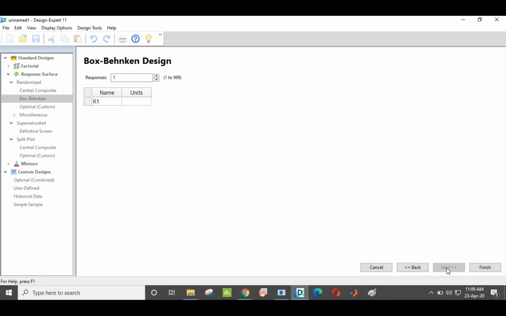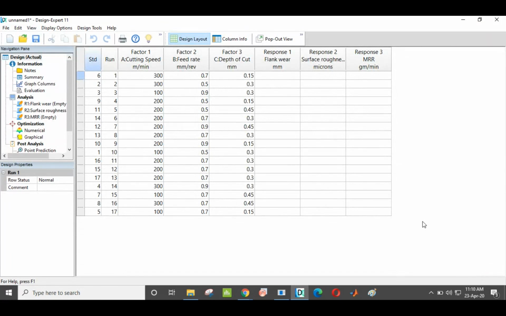Next comes the response. How many responses are we going to have? We can have the previous responses: current in ampere, surface roughness in microns, and material removal rate in gram per minute. So the experimental design is formulated.